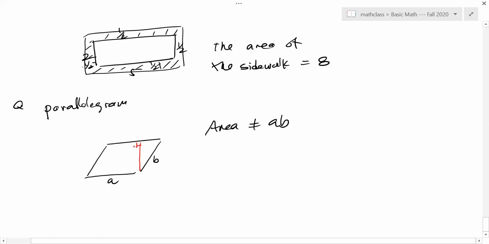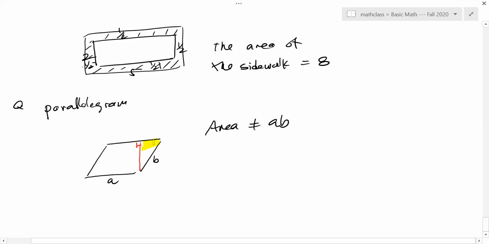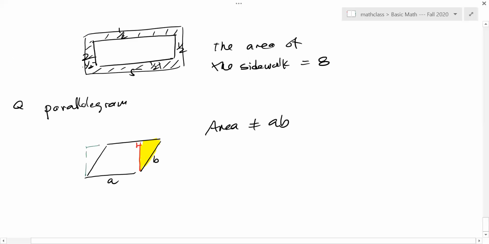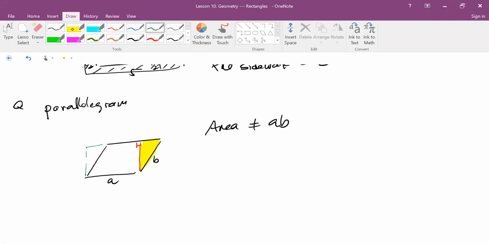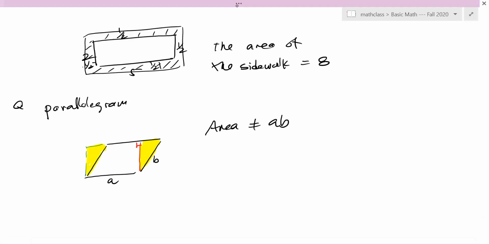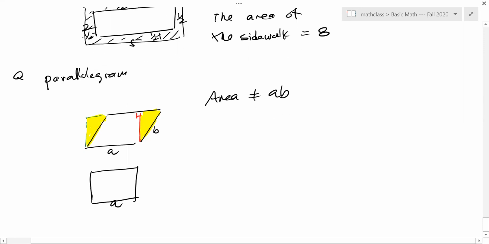You take this corner, this triangle here, and you move it to here. You put it here. After you move this triangle, you get a rectangle. So this rectangle has the same area as this parallelogram.